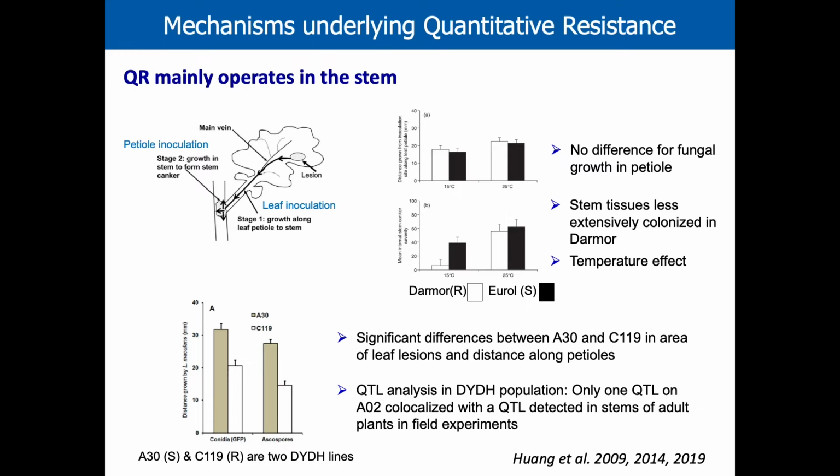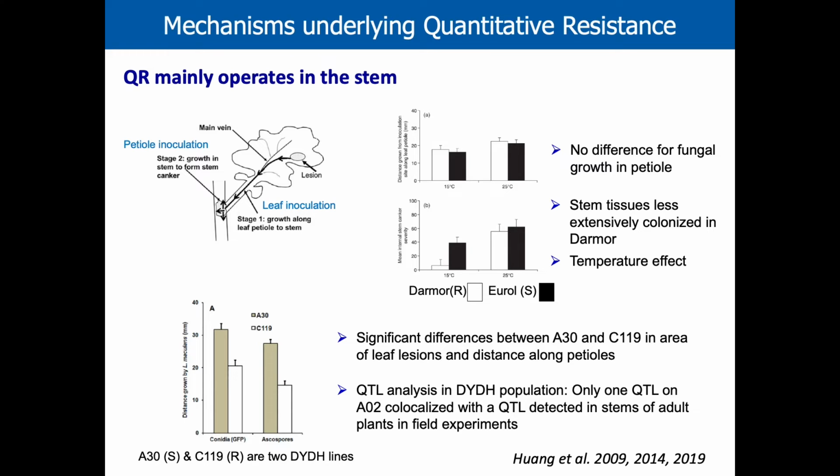Then, 2 DH lines derived from the DYDH population were compared. A30 is very susceptible and C119 highly resistant. This showed again a highly significant difference for growth of Leptosphaeria maculans in the stem, and also showed a significant difference in area of leaf lesions and distance grown in the petiole after leaf inoculation.